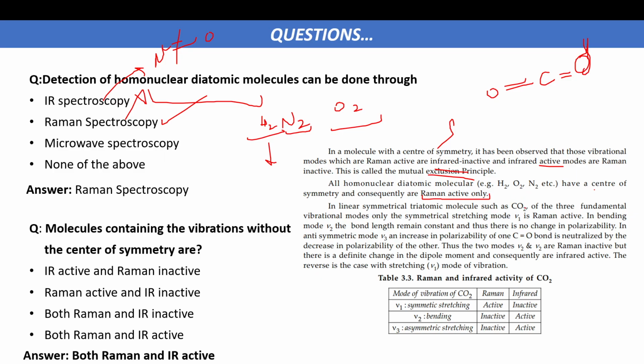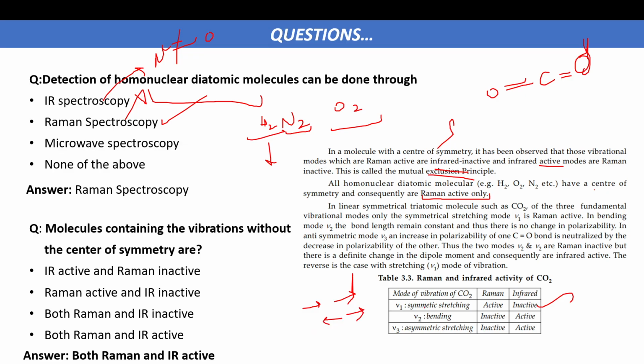And a linear symmetric molecule is CO2. So when we talk about CO2, you will have three modes: symmetric stretch, bending and the asymmetric stretch. What does symmetric stretch mean? When it is in the same direction. So here it is Raman active. That means it will be IR inactive. Then there's another stretch, that is asymmetric stretch. Asymmetric means in different directions.